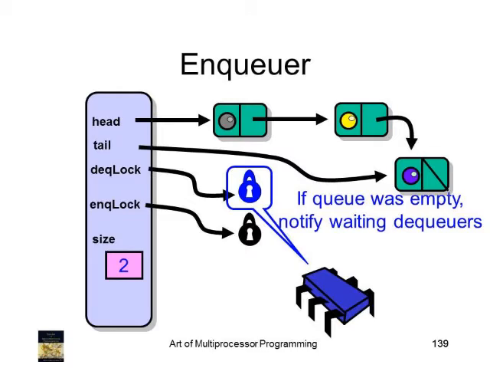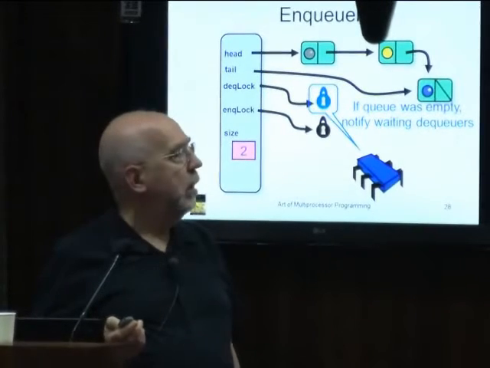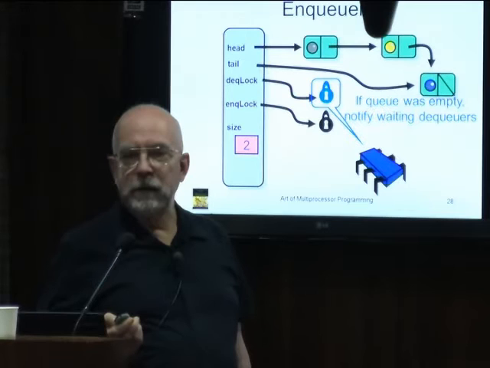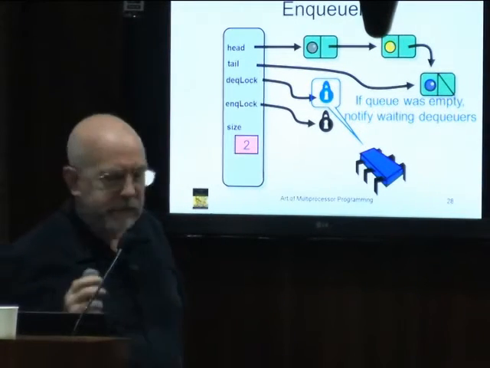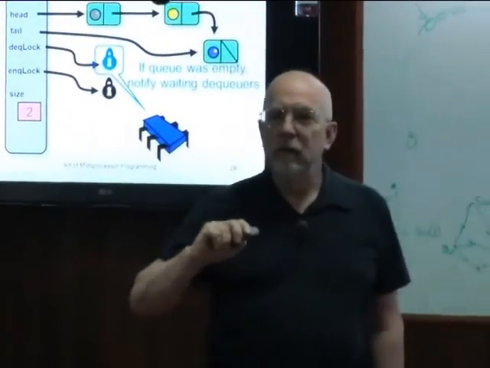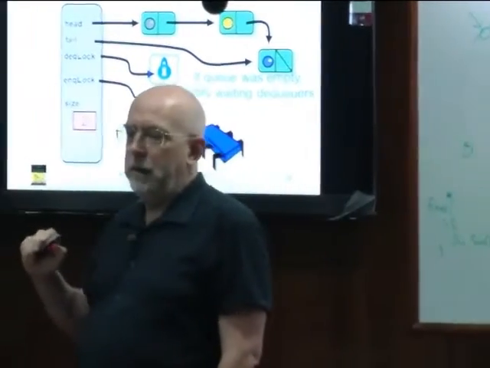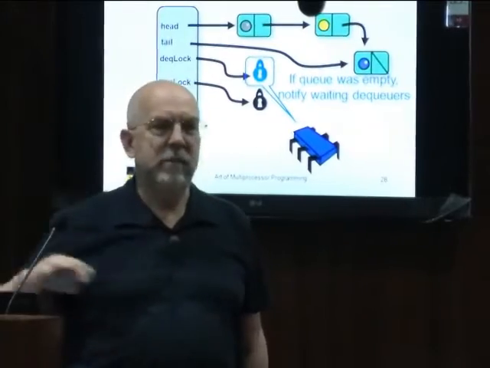So suppose the queue was empty. Then the enqueuer notifies the waiting dequeuers. And I'll tell you how that works in more detail. But what it says is that if the queue was empty, then there may be dequeuers that were sleeping, waiting to get in. And so the enqueuer will go and wake them up and say, "Hey, come on out. There's something for you."